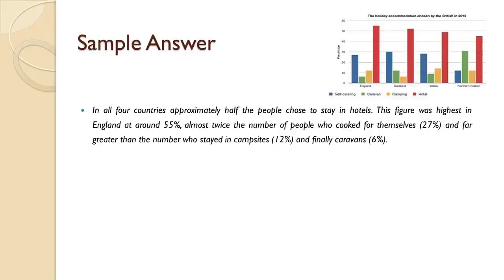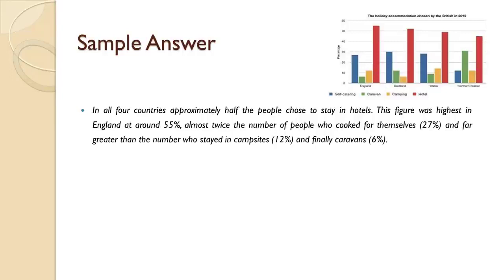In all 4 countries, approximately half the people chose to stay in hotels. This figure was highest in England at around 55%, almost twice the number of people who cooked for themselves, and far greater than the number who stayed in campsites, 12%, and finally caravans, 6%.